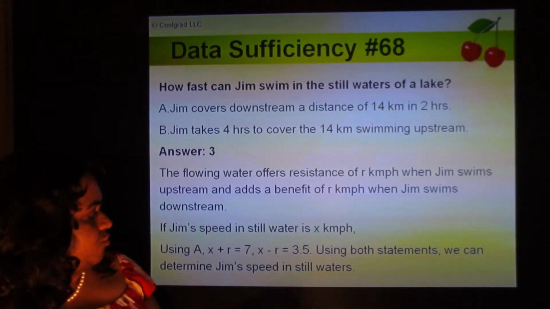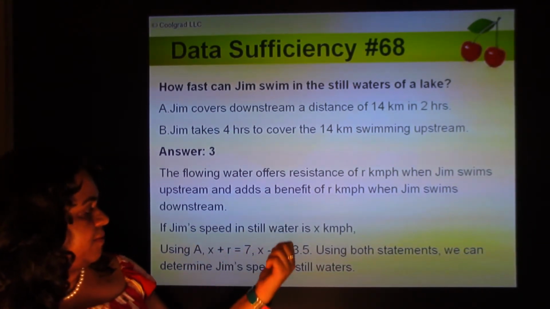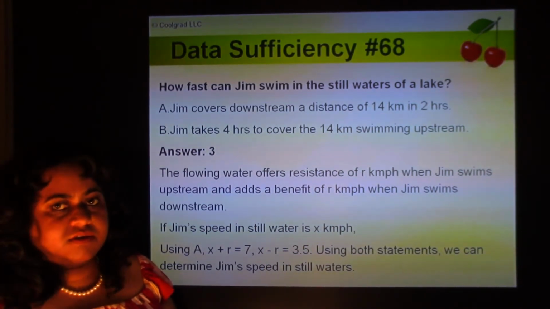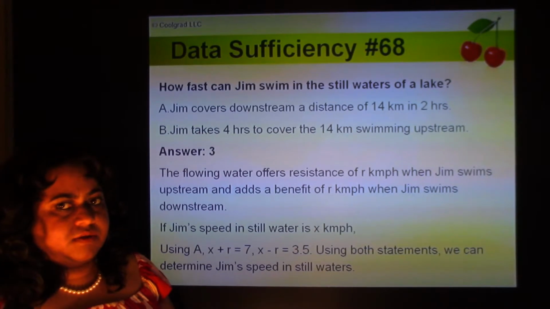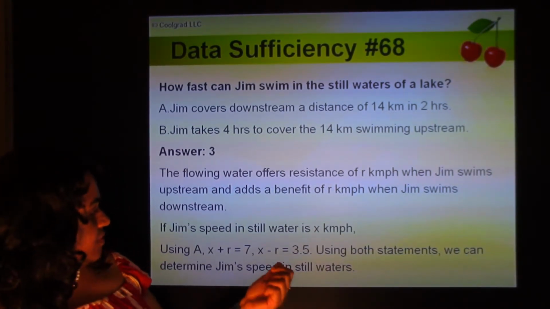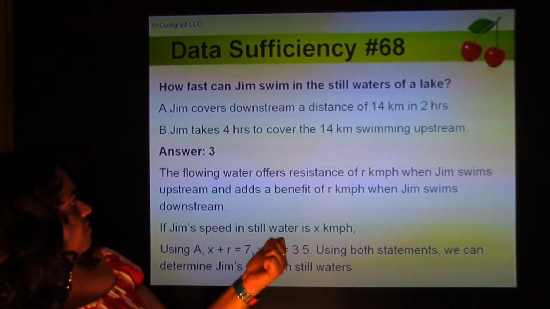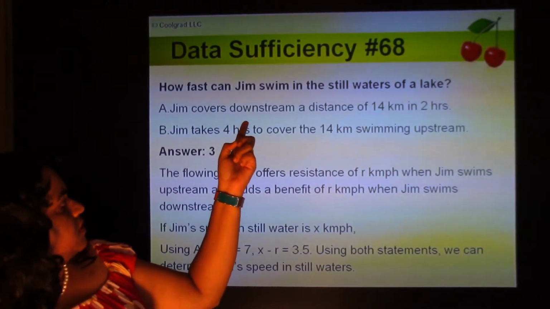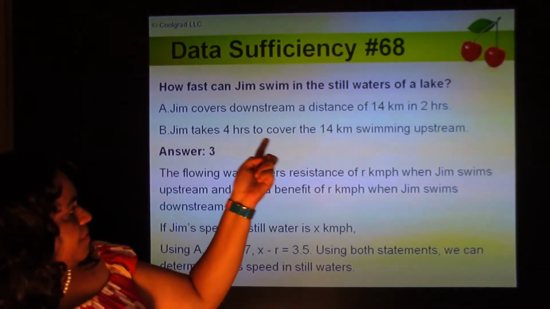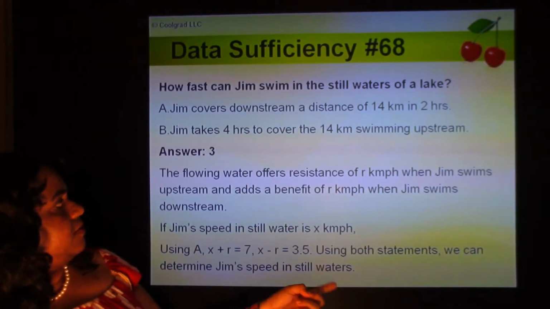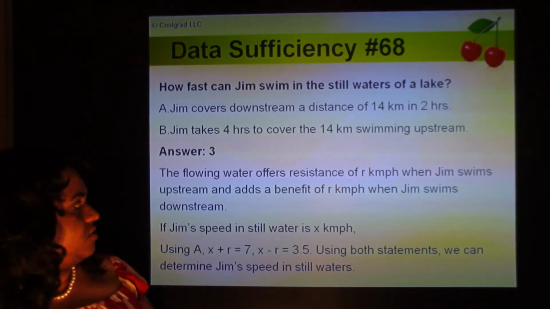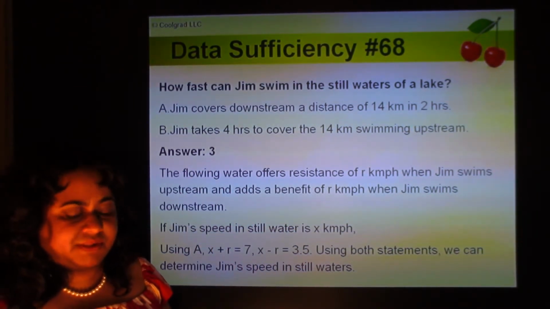If you solve these two together, 2x is 10.5, and so x is half of 10.5, which is 5.25. So using statement A alone, you can't solve it. And using statement B alone, you can't solve it. But using both together, you solve for x. So option 3, both the statements are required.